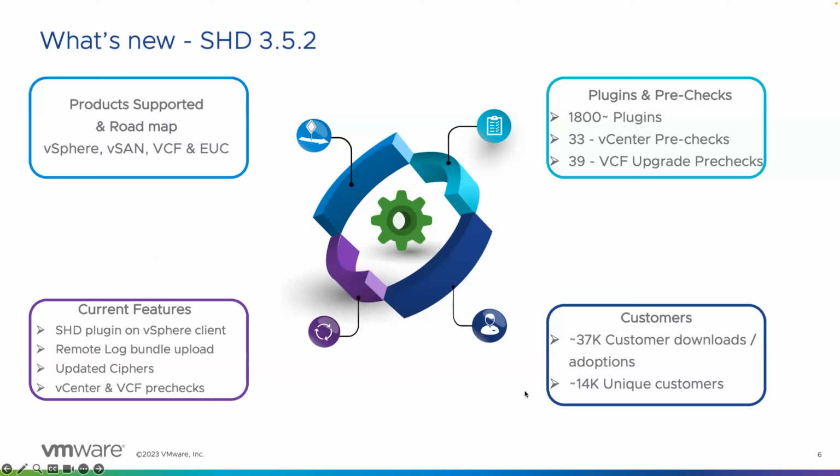So as of today, through SSD, we support vSphere, vSAN, VCF, SD-WAN, and other products. A total of more than 800 plugins already exist. We have more than 33 types of vCenter pre-checks and other checks that are available. Since it is an offline offering, we have around 15,000 unique customers, and the tool has been downloaded by around 40,000 customers or so.